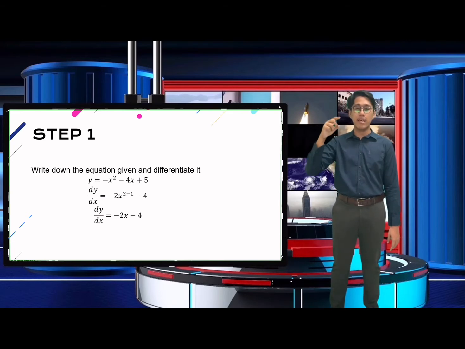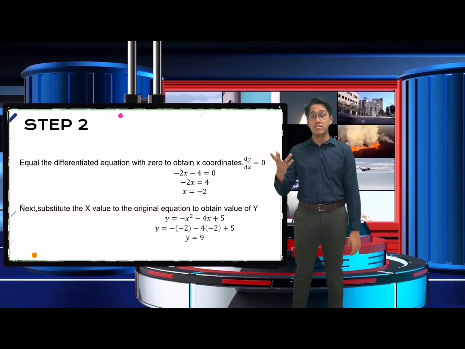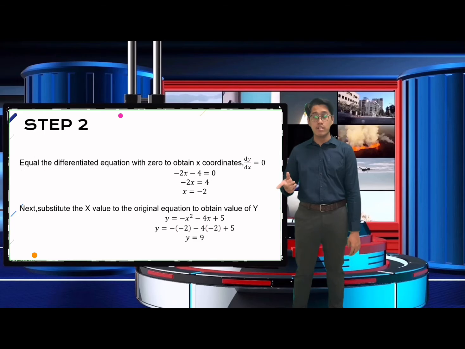Next, the negative 4x, we differentiate it and it becomes negative 4, and for 5, if we differentiate 5, we get 0, so I didn't write it. So the final differentiated equation is dy over dx equals negative 2x minus 4. Next, we move to the second step, where we set the differentiated equation equal to 0 to obtain the x coordinate. So dy over dx is equal to 0.